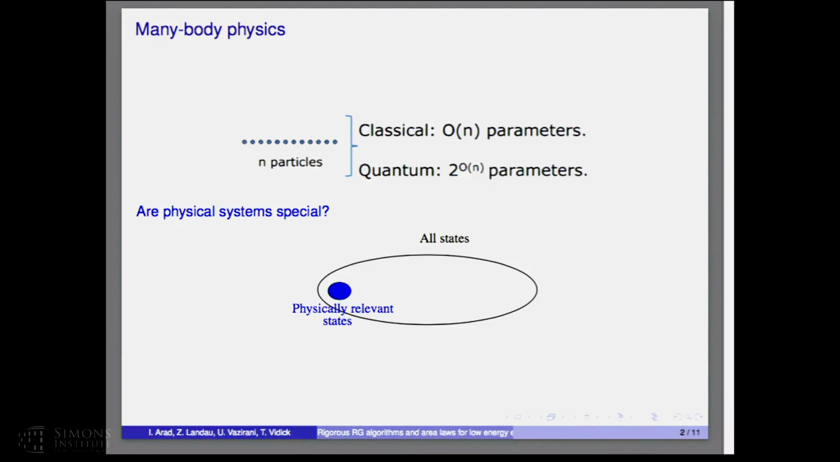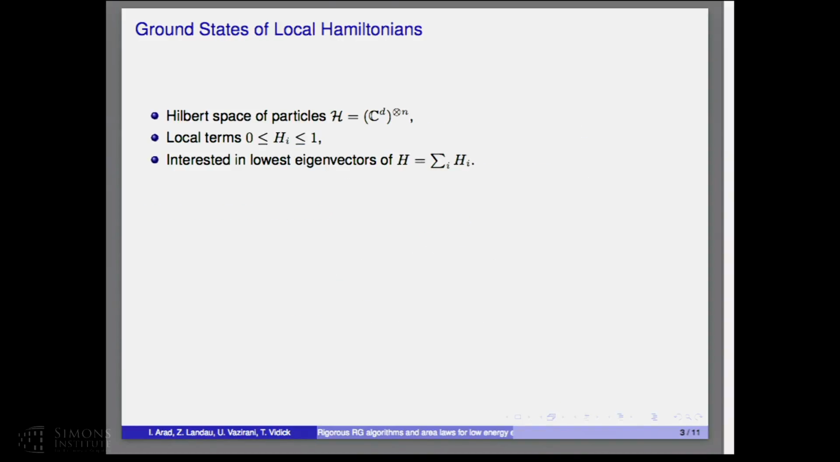And so let me tell you what physically relevant states means in terms of what we're going to talk about today. It means they're low energy eigenvectors of something called a local Hamiltonian. So let me tell you what a local Hamiltonian is. A local Hamiltonian is a linear operator on this exponentially large space. For each particle, there's a d-dimensional space, and this is a tensor product. We think about local terms, which are local operators that act on just a few of these particles and act as the identity on the rest. A local Hamiltonian is an operator formed out of the sum of these local terms. H is the sum of these local terms. And we're interested in the lowest eigenvectors, the eigenvectors with the lowest eigenvalues.